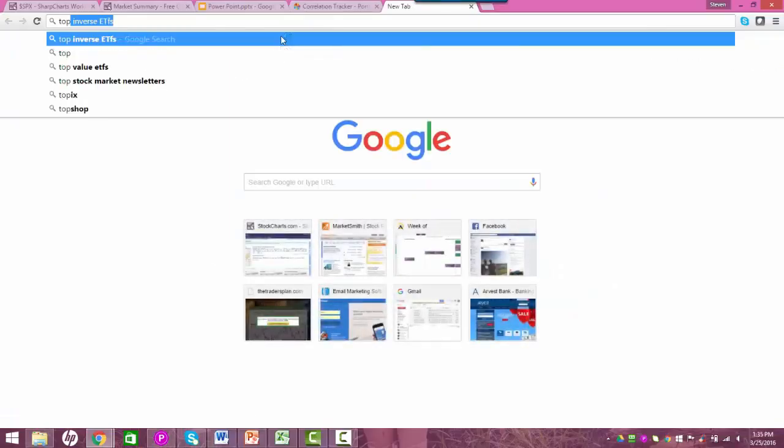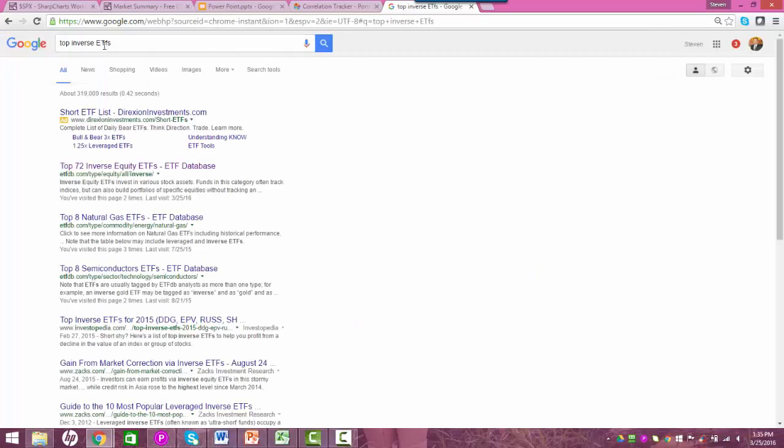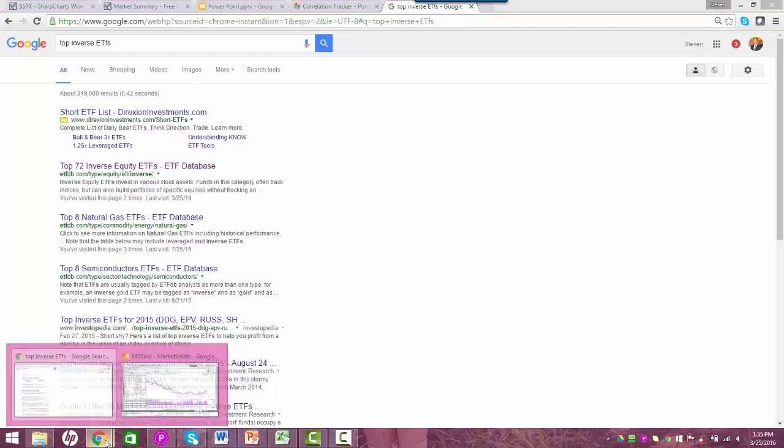You can easily just go to top inverse ETFs. I've already done this, right? Just Google top inverse ETFs. Here's a list of the top 72 inverse ETFs. I don't like to have too much leverage on these lists. I really like to just have a list of the actual sector or just the regular inverse ETF. But there are tons of inverse ETFs that you can find if you want to build your own list.